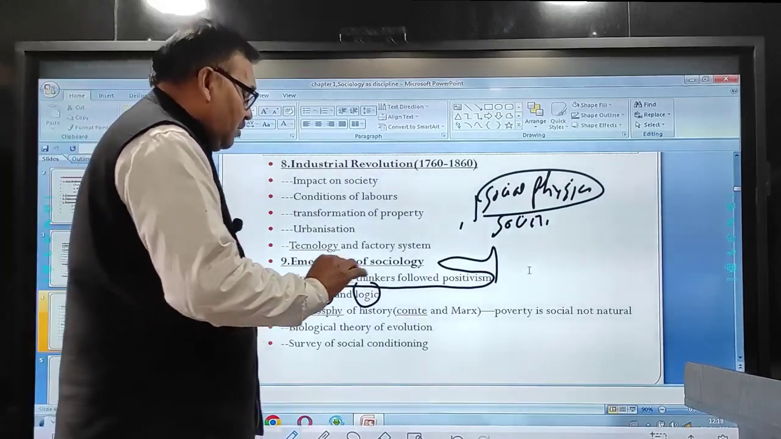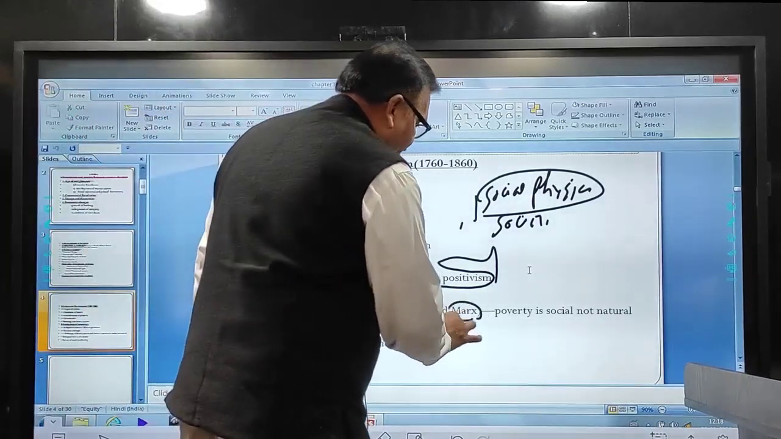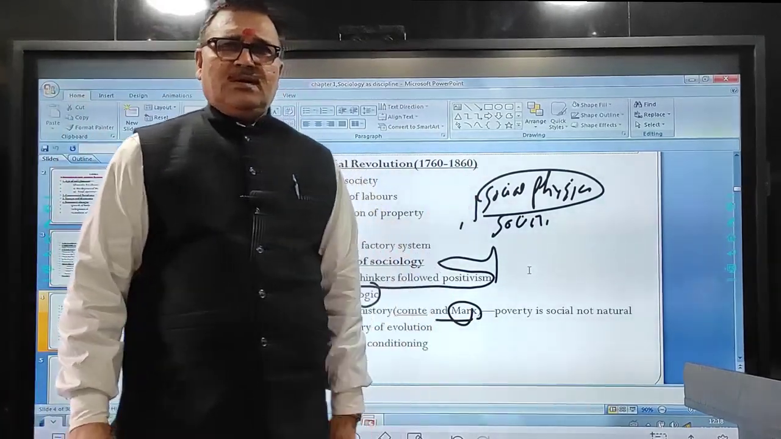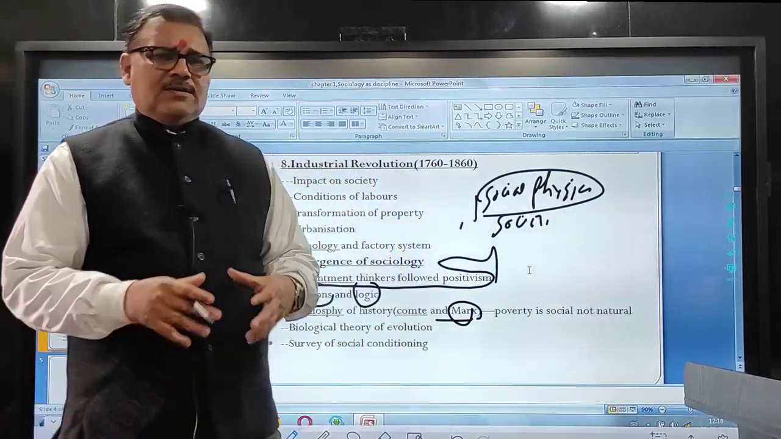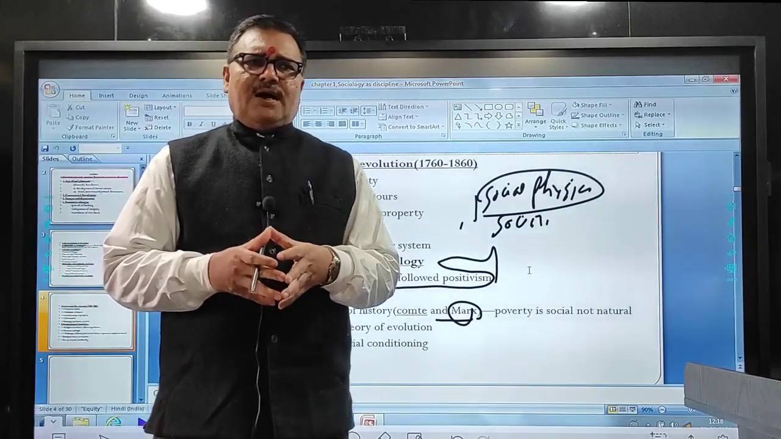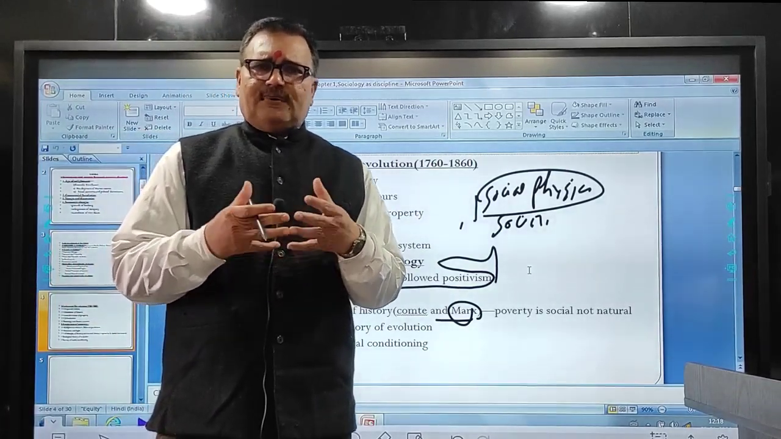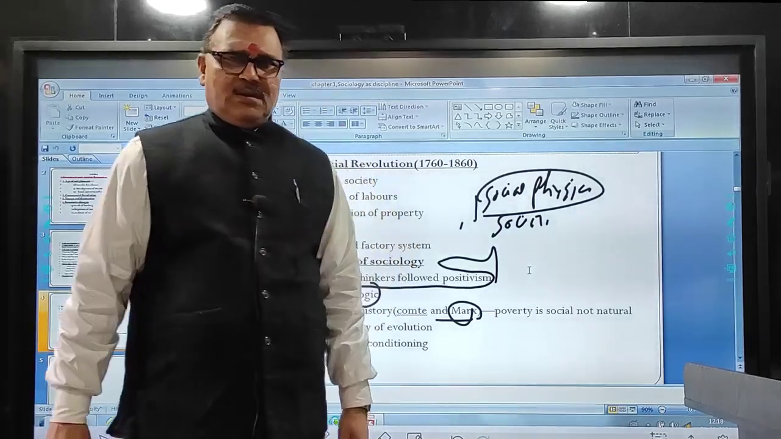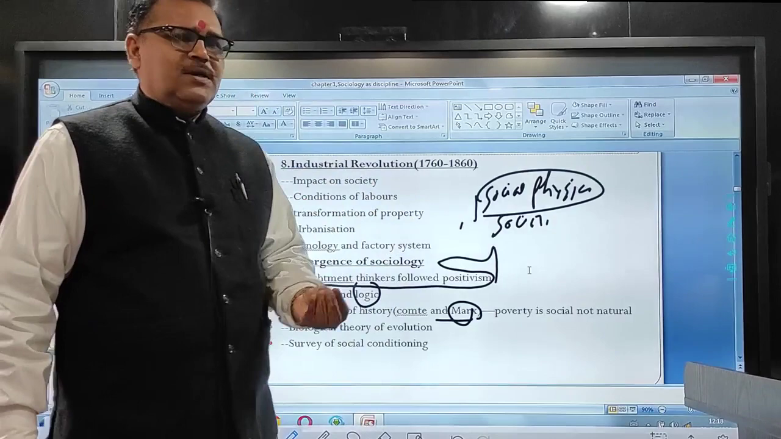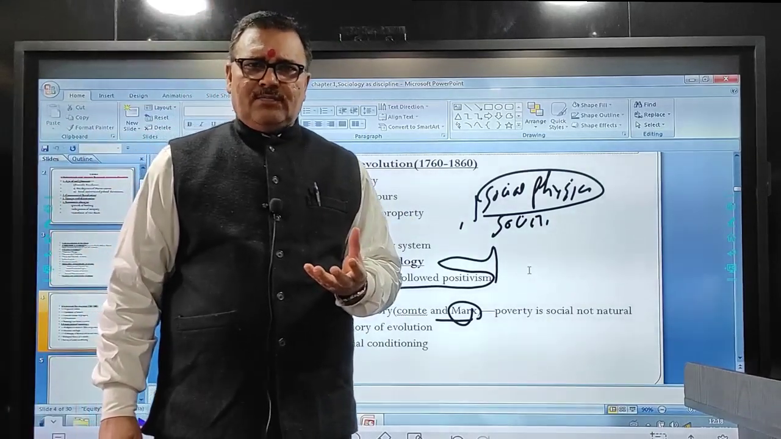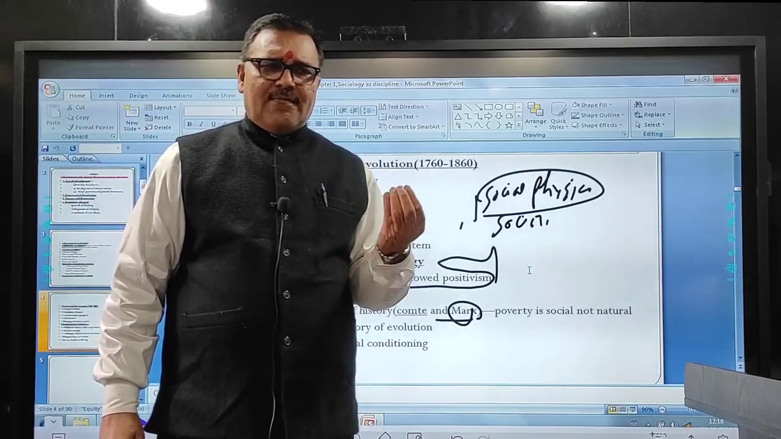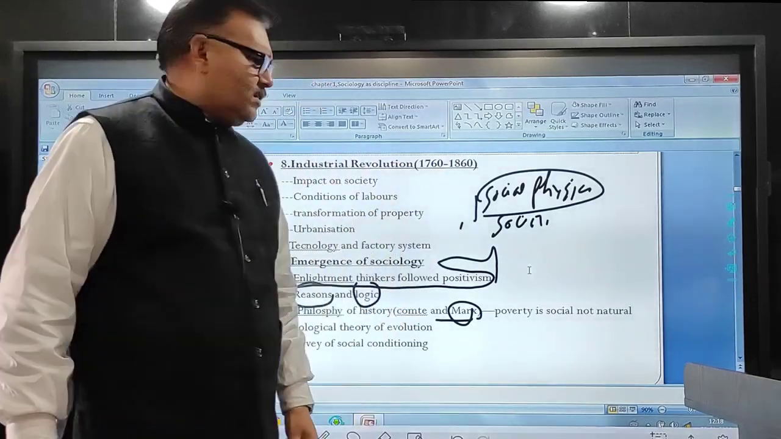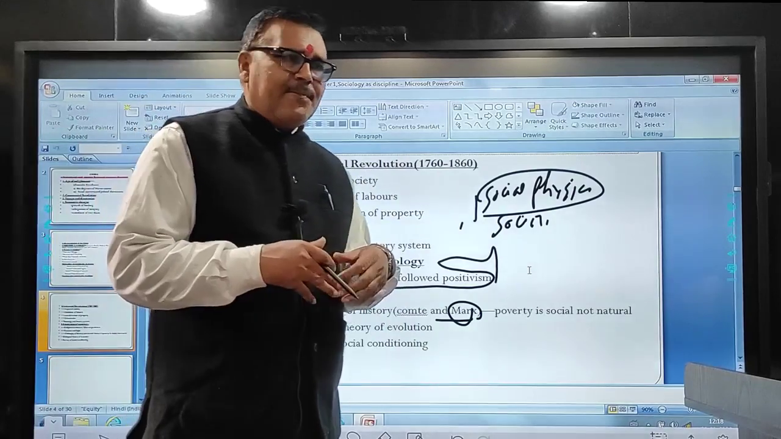Philosophy of history, Comte; after that Marx later on came: poverty is social, not natural. He gave a new philosophy. In the 19th century, the Marxian idea came from the Hegelian. Marx was influenced by Hegel, his mentor. Thesis, antithesis, and synthesis. Marx's ideas revolutionized the entire world. His ideas on capitalism, on labor, materialism, his historical materialism concept played very appealing to the people.